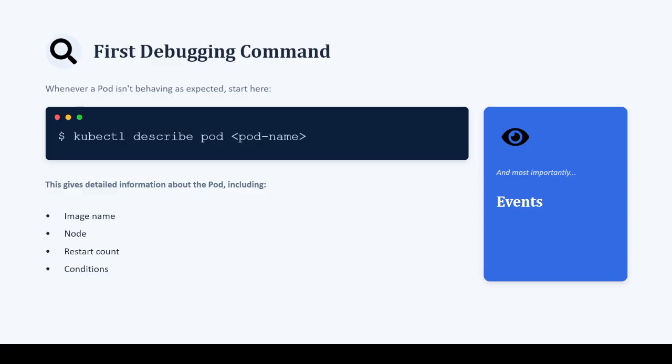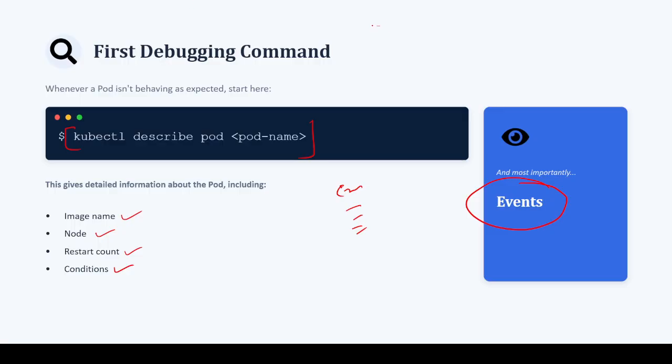Okay, so the very first thing we're going to do is see this command, kubectl describe pod and the pod name. This is the first debugging command. In any case, if you see your pod is in CrashLoopBackOff or anything other than Running, this is the first command you have to write. There you have to see the details about your image, which image is being used, on which node your pod is running, what the restart count is, and what the conditions are. And the most important thing is the events. There we can see everything that is currently happening in that particular pod.